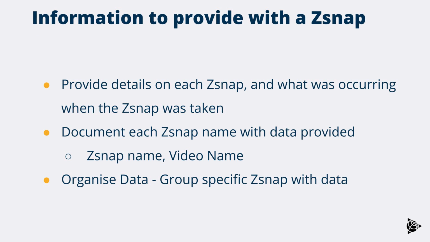Information to provide with a Zsnap. Provide details on each Zsnap and what was occurring when the Zsnap was taken. Document each Zsnap with the name and the data provided. Zsnap name that corresponds with the video name. Organise the data. Group the Zsnap with specific data to ensure the correct Zsnap is matched to the correct video or file. Depending on the problem, additional information or data may be requested by support.